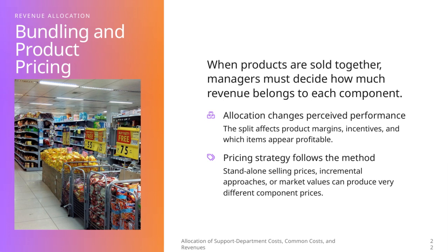The pricing strategy you choose plays a key role in this process. Different methods like using standalone selling prices, incremental pricing approaches, or market values can lead to very different price allocations for each component in the bundle. This means the same bundle could look more or less profitable depending on the allocation method used. Overall, revenue allocation touches not just bundling and product pricing, but also how support department costs and common costs are distributed. Getting this allocation right is essential for accurate financial reporting and effective decision-making.